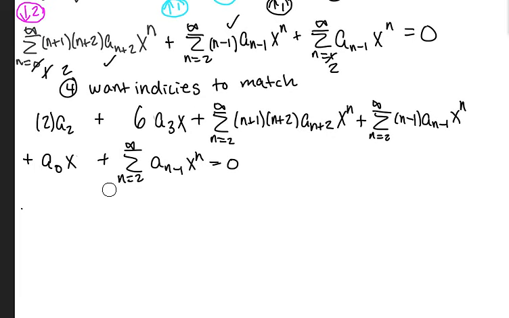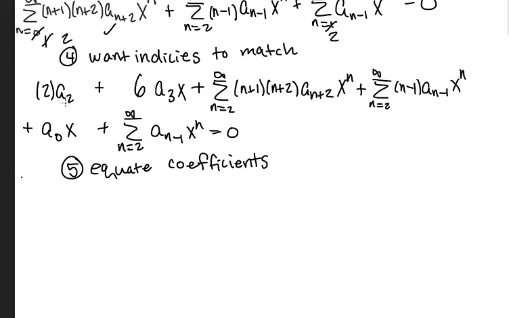Okay. Now our fifth step is we want to equate coefficients. Okay. So you have 2 a sub 2. 2a sub 2, we're going to set it equal to 0, right? Because there's a 0 on the other side. So 2 times a sub 2 equals 0. So a sub 2 equals 0. Okay? So we did that.